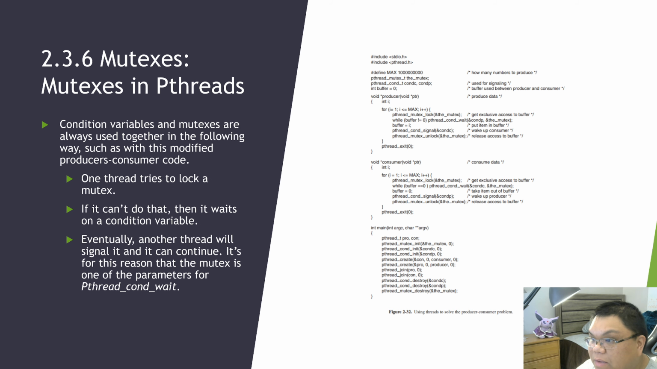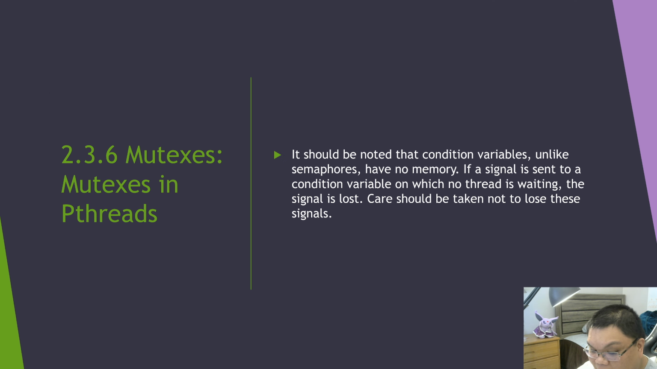So, condition variables and mutexes are always used together in the following way, such as with this modified producer-consumer code here. One thread tries to lock a mutex. If it can't do that, then it waits on a condition variable. Eventually, another thread will signal it, and it can continue. It's for this reason that one of the parameters for pthread_cond_wait is a mutex. And hopefully we're going to see that when we get to chapter 4.